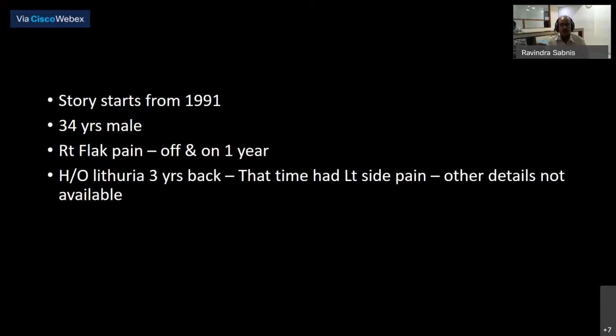Well, this story actually starts from 1991. At that time, this was a 34-year-old male. He had right flank pain off and on for 1 year.